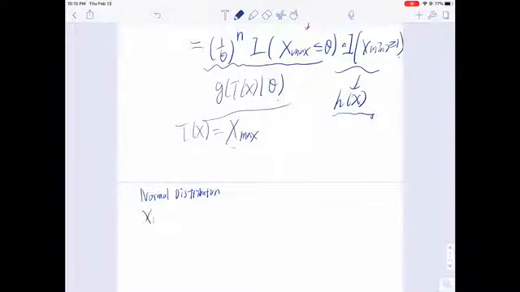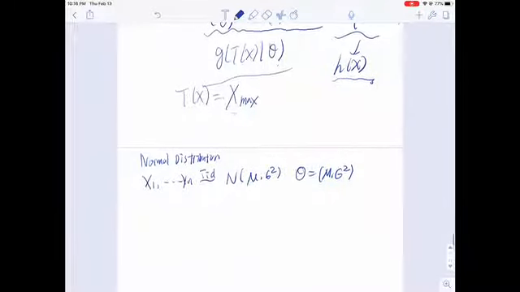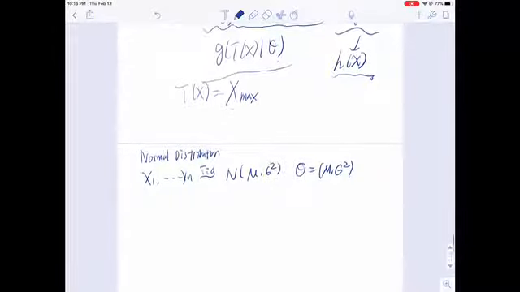Imagine you have X1 to Xn, IID following a normal distribution with mean mu and variance sigma squared. Assume both mu and sigma squared are unknown parameters. So in this case, the parameter of interest is indeed a vector with mu and sigma squared. And let's use the factorization theorem to find a sufficient statistic for theta.